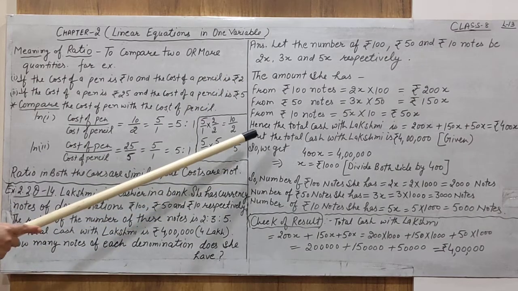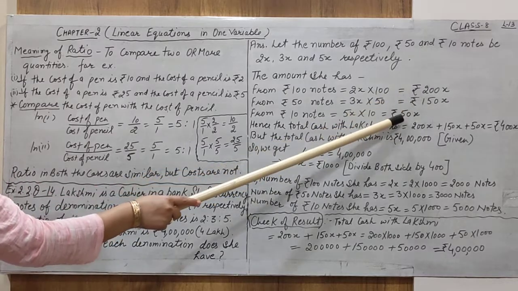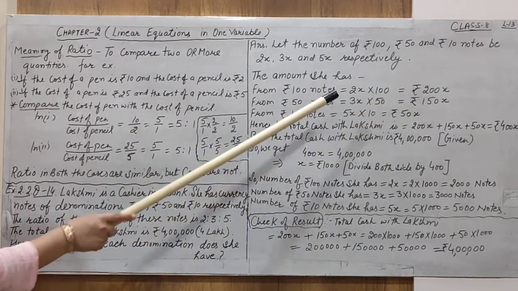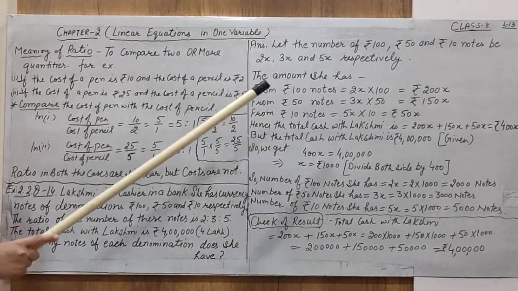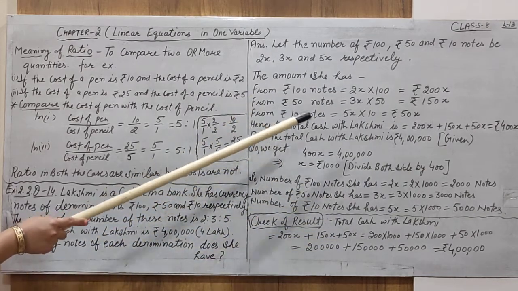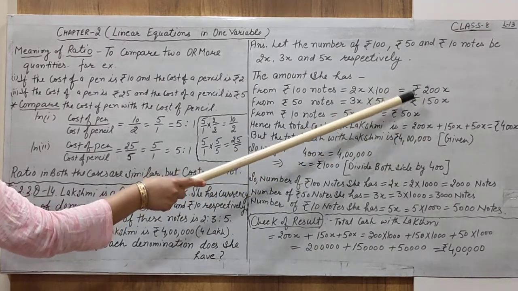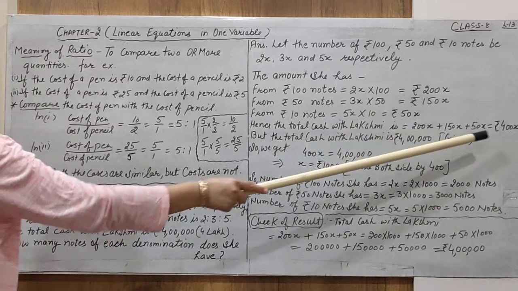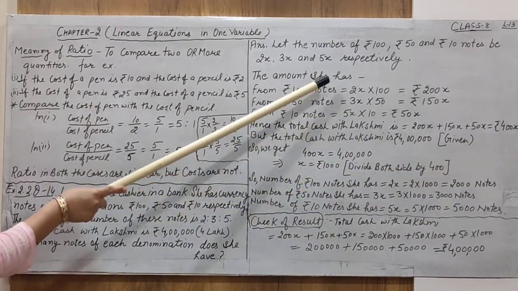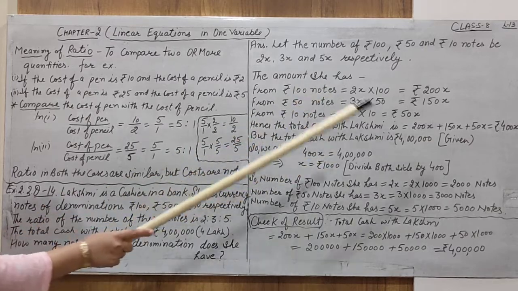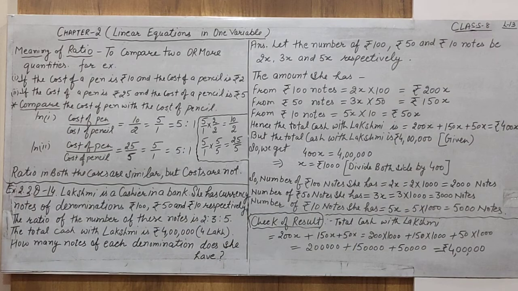Now hence the total cash with the Lakshmi is, we can add these 3 cashes. Okay, cash with the help of 100 rupees note, cash with the help of 50 rupees note, and cash with the help of 10 rupees note. So total cash is 200x plus 150x plus 50x. According to this process, total amount with the Lakshmi is 400x rupees.